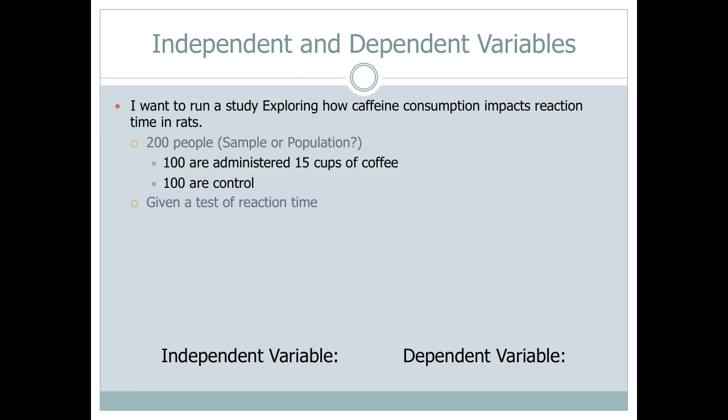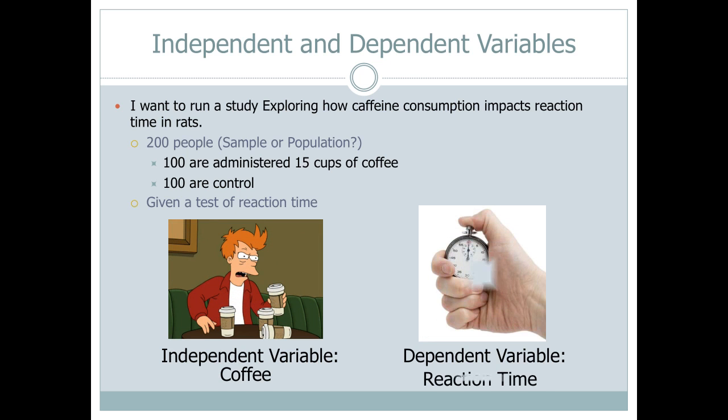Let's take an example so we can make more sense of what I just said. We want to see the impact of caffeine on reaction time in rats. So we get 200 people who agree to be part of our research. 100 get the treatment, which is drinking 15 cups of coffee a day, and 100 get absolutely nothing, a placebo, right? So they are going to be the controls. We then measure reaction time on each group, experimental and control, and we check for differences.